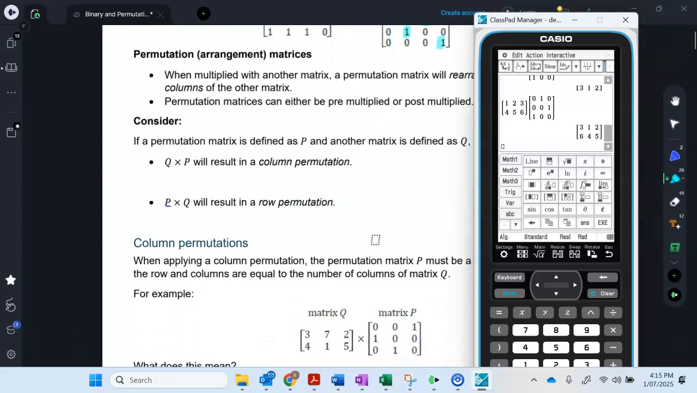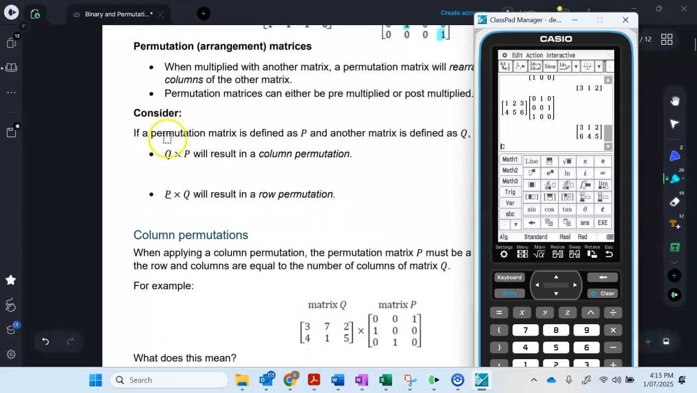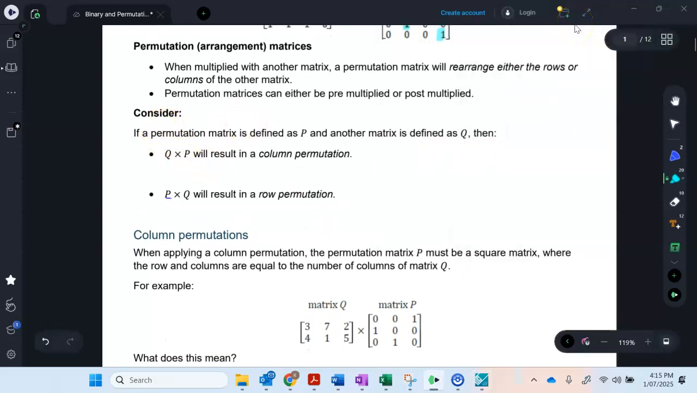Actually, before we do, let's just have a look at this consider part. With your permutation matrices, whether you do it before, so that's what it means by pre-multiplied, or whether you do it after the matrix, which is post-multiplied, it actually will change either your columns or your rows. So that's important to know. Depending on whether your permutation matrix is first or after the other matrix.